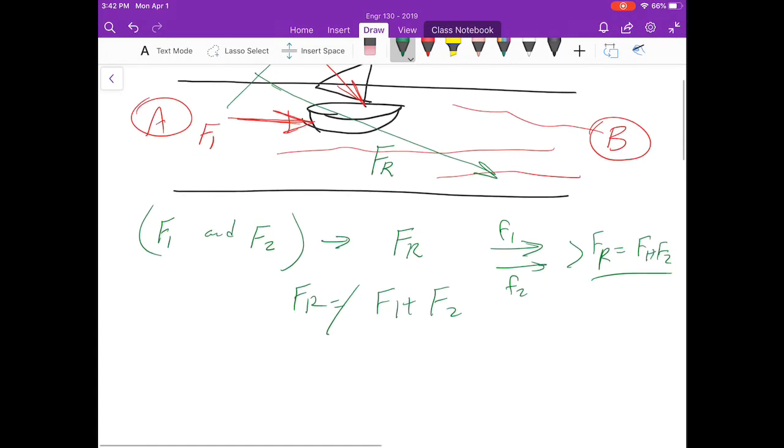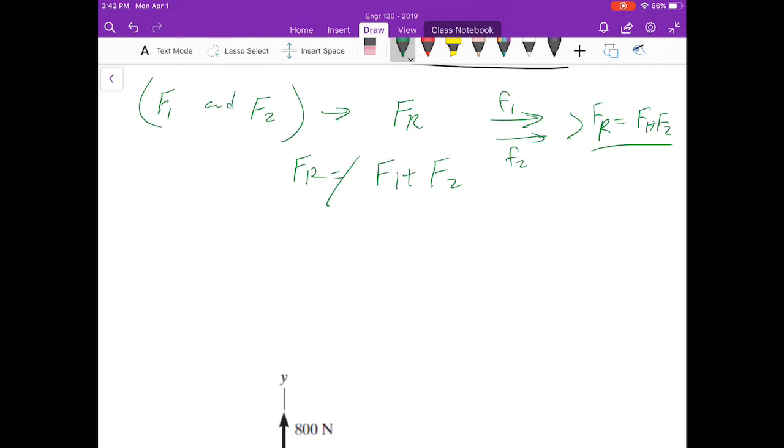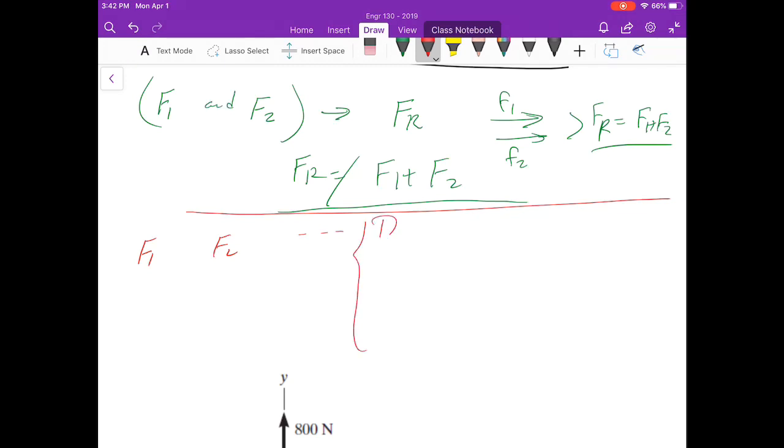There are different approaches to do that, but the simplest approach is called the component method. In the component method, if you have force F1, force F2, and any other forces, this is the approach. The first one is step 1: we break forces into X and Y components.